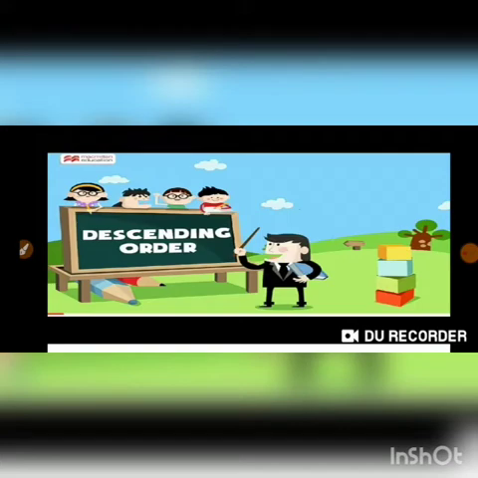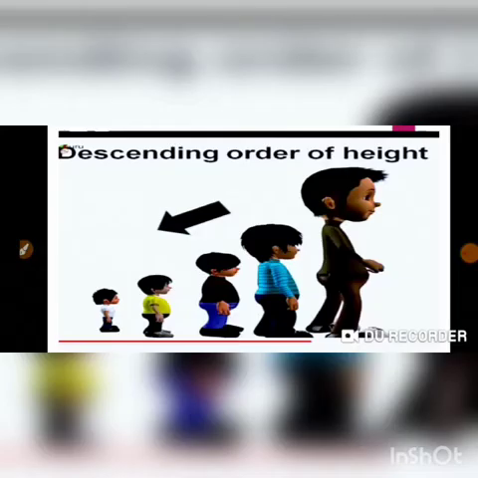Like in ascending order, you write the numbers from smallest to the biggest, but in descending order, you will write the numbers from biggest to the smallest. And descending order is also known as decreasing order. So let's learn with an example.